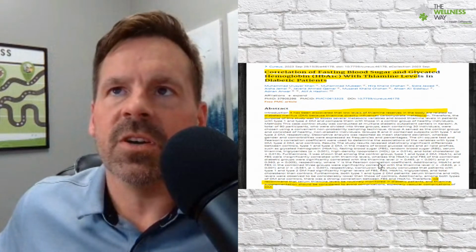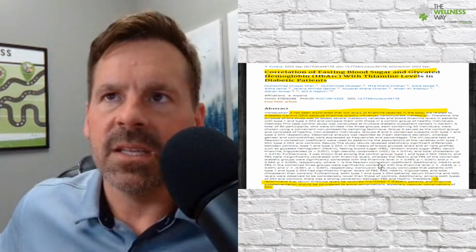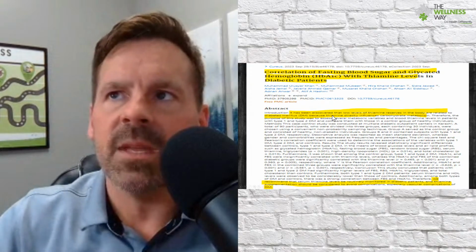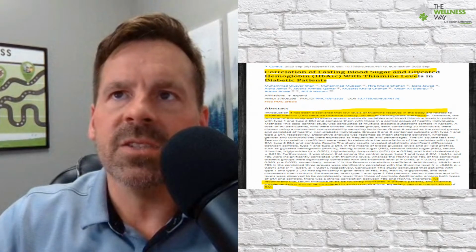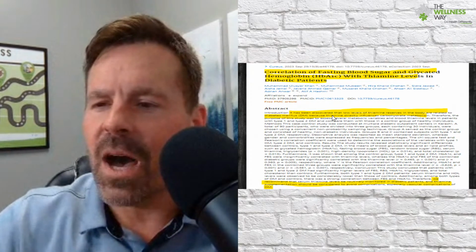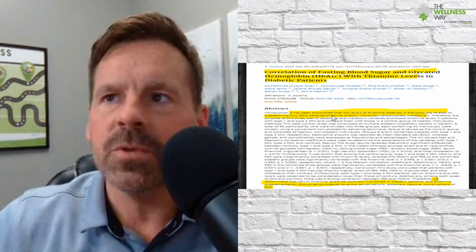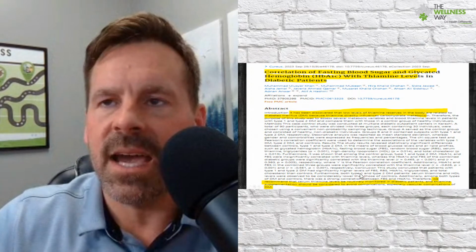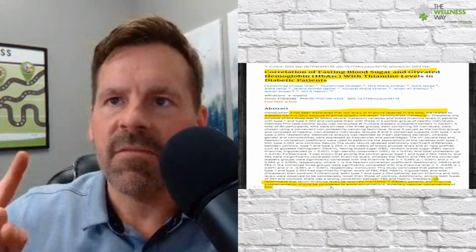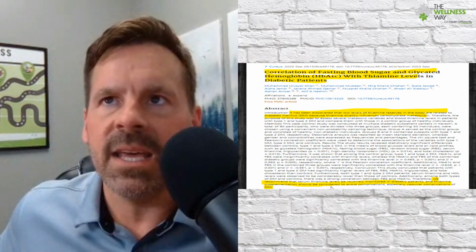Correlation of fasting blood sugar and glycated hemoglobin A1C with thiamine levels in diabetic patients. This was a study that they actually did, and it says it's been discovered that low levels of thiamine reserves in the body are related to diabetes mellitus because thiamine directly influences carbohydrate metabolism. We recommend that serum thiamine levels be routinely monitored in diabetic patients, and thiamine supplementation should be considered to avoid complications, especially vascular complications of diabetes mellitus.